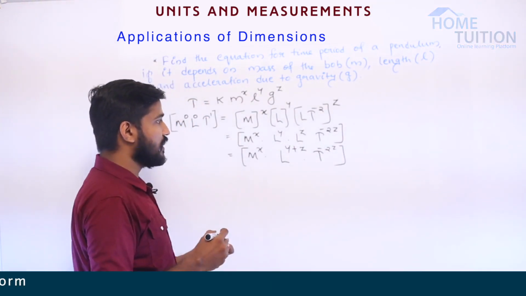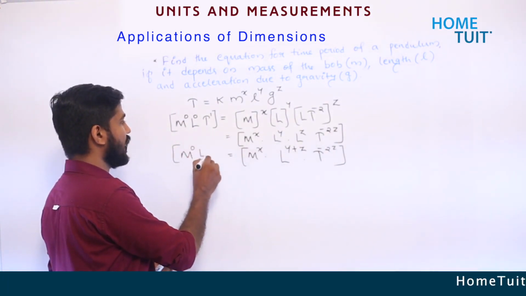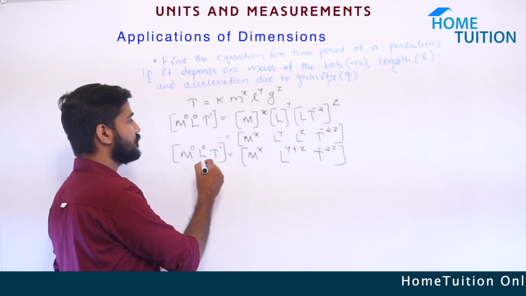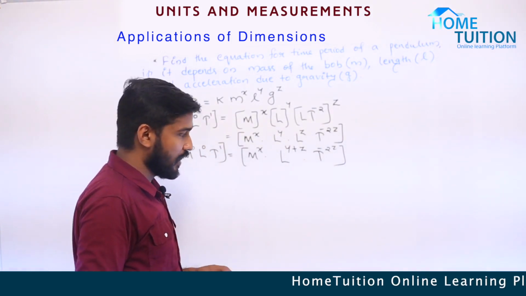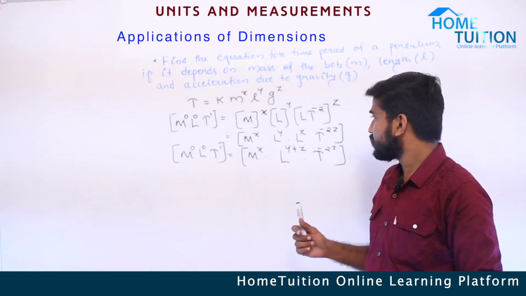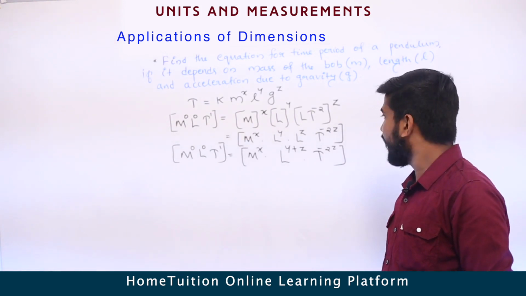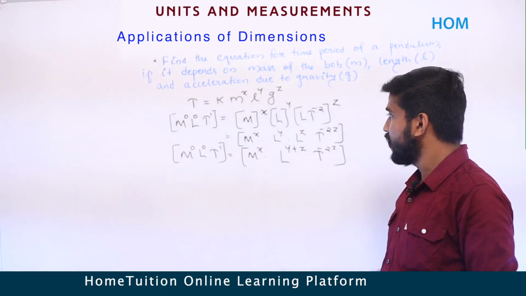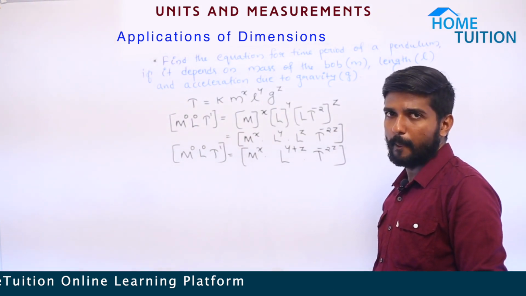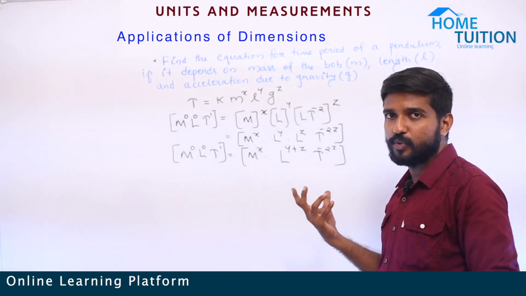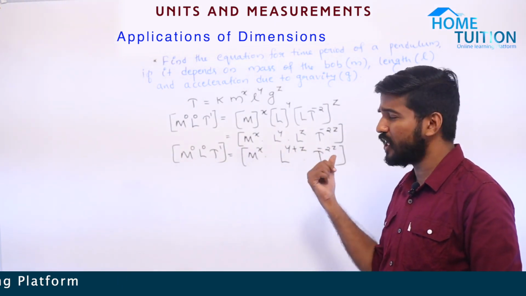Now compare these two equations. Here we have m raised to 0, l raised to 0, t raised to 1, and here we have m raised to x, l raised to y plus z, and t raised to minus 2z. So comparing these two equations, the exponents or the powers should be equal. Then only we can say that these two terms are equal.